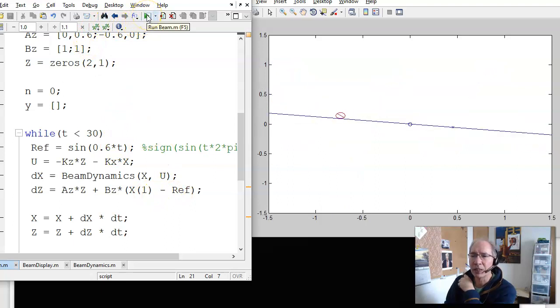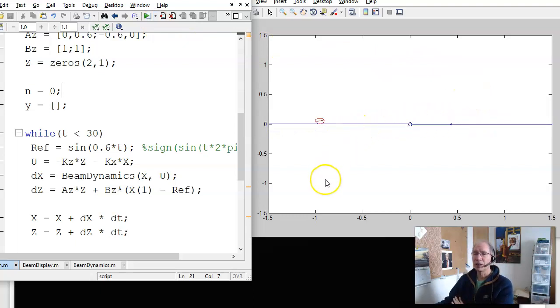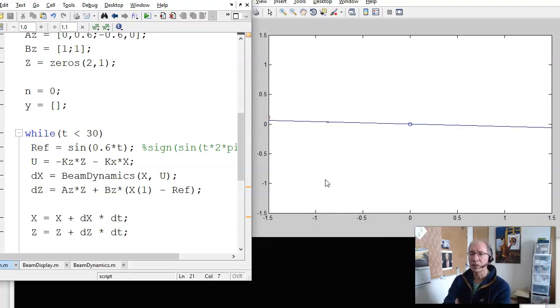Let it run, and here's how it behaves. My set point is a sine wave going back and forth at 0.6 radians per second. There's a transient as it tries to figure out what is the input. What does the servo have to input, sine and cosine, to get it to track? And eventually it figures it out. And there's tracking nicely. So there it tracked a sine wave.